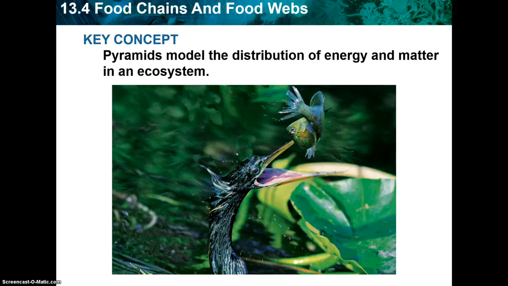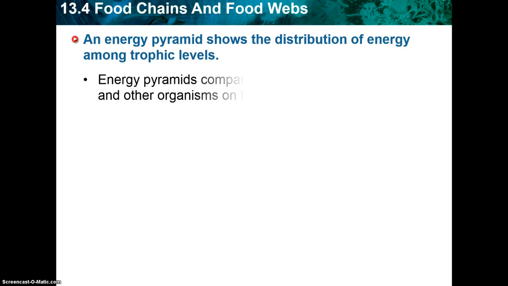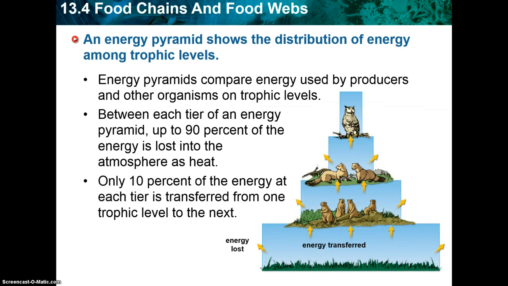Pyramid models show the distribution of energy and matter in an ecosystem. An energy pyramid shows the distribution of energy among trophic levels. Energy pyramids compare energy used by producers and other organisms on trophic levels. Between each tier of an energy pyramid, up to 90% of the energy is lost into the atmosphere as heat. Only 10% of the energy at each tier is transferred from one trophic level to the next. So you're going to lose it. Only 10% is going to be transferred up, and 90% is going to be lost to heat. So remember, lost to heat.